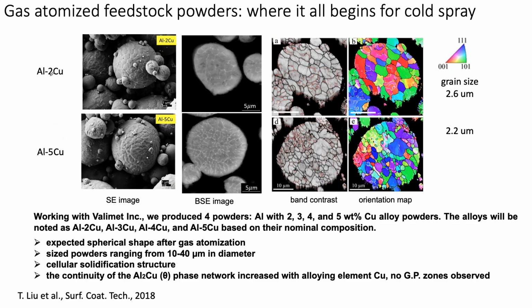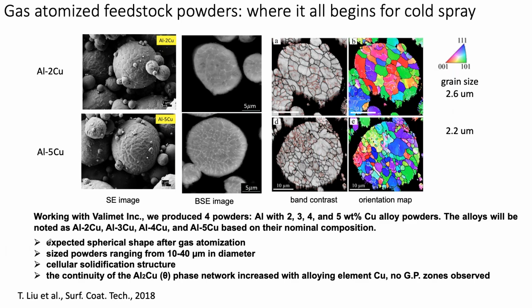We're looking at aluminum 2 weight% copper and aluminum 5 weight% copper powders. You can see a secondary electron image of the outside and backscatter electron images of the inside. EBSD allows us to visualize what the grain structure looks like, and we can measure that grain size. We find it's somewhere between 2.2 to 2.6 microns for these particles. We looked at more than just one particle, but on average, we got values that look like this.